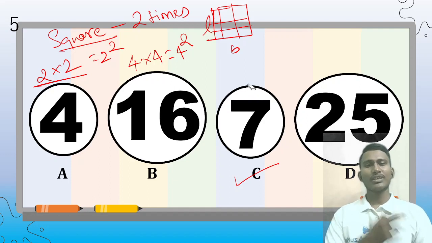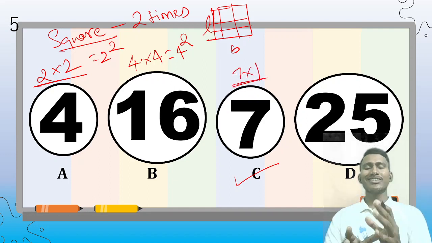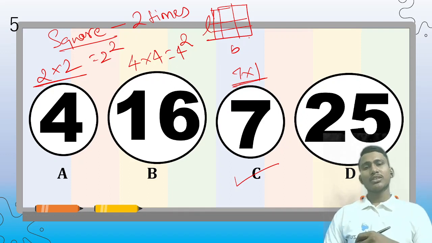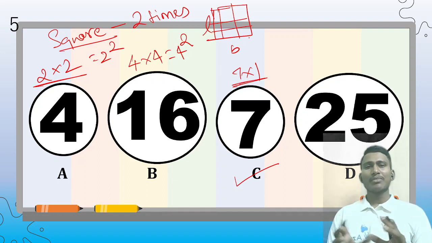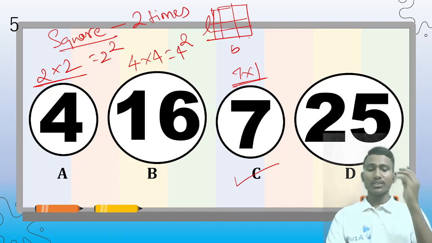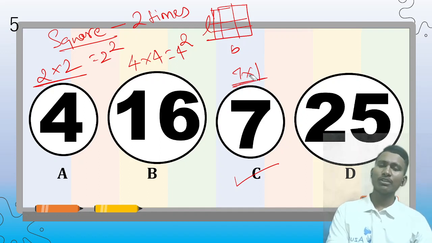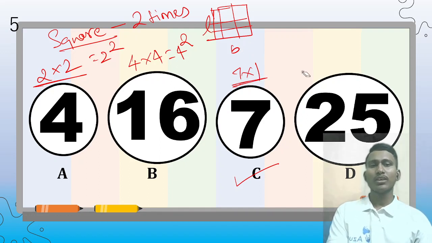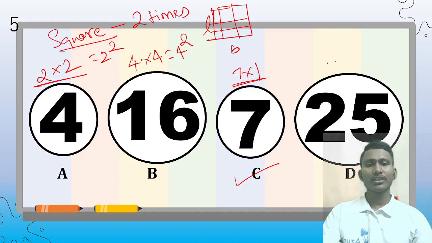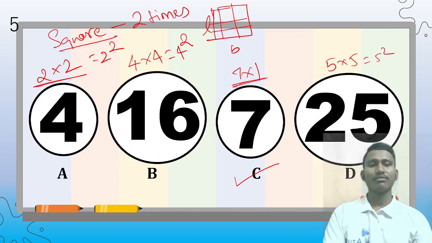Now 7 we can't get. That is 7 into 1. It is a prime number, right? We cannot obtain it by multiplying the same number 2 times. So 7, there will be only 2 factors. Okay, next, 25. How do I obtain 25? Yes, can anyone tell? 5 into 5, right? That is 5 square. Yes, very good.